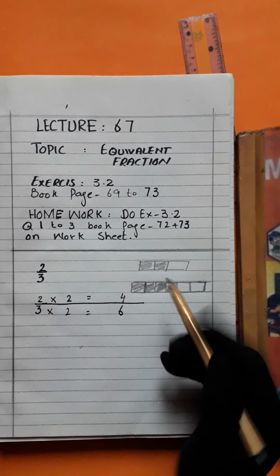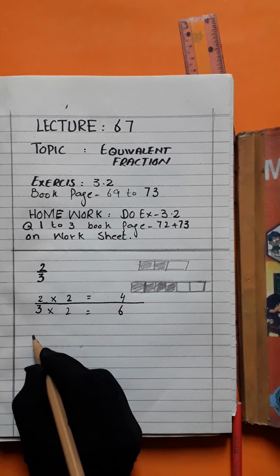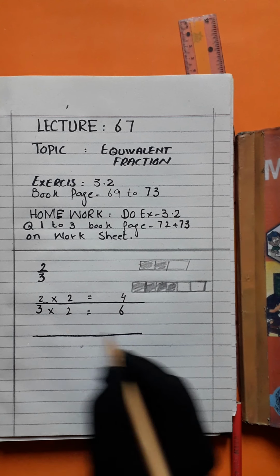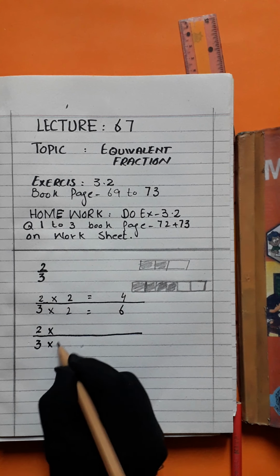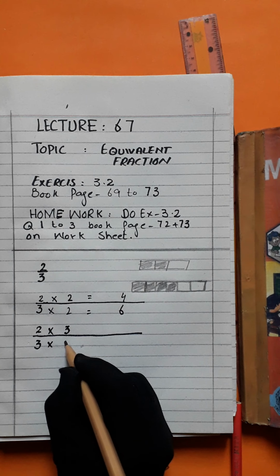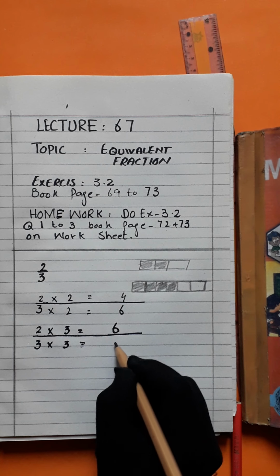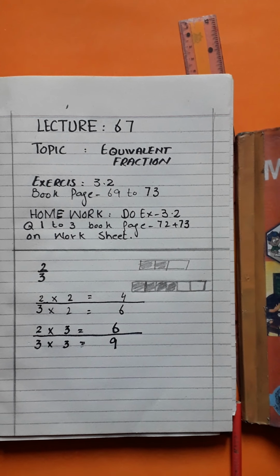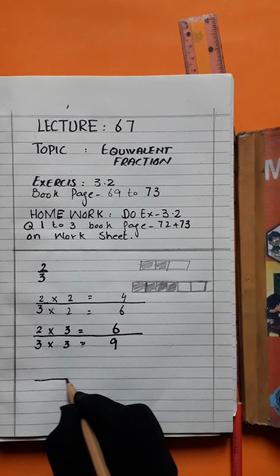So 6 is double 3, 4 is double 2. Okay, you can write the next equivalent fraction just like you write the question again. You multiply with 3, then you triple. 2 3s are 6, 3 3s are 9. Okay, and you write one more equivalent fraction.